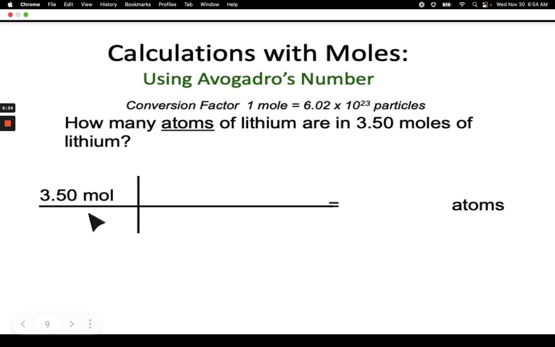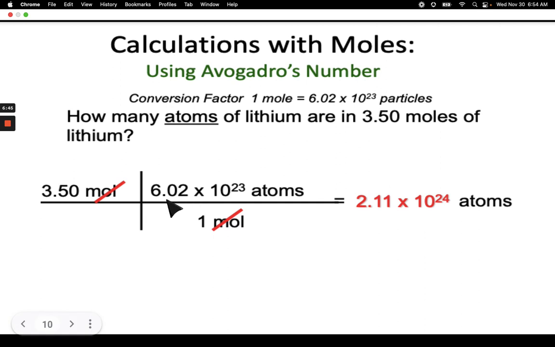So here's our given. We have 3.50 moles. That's how we abbreviate moles. And what we're going to is atoms. And here's our T-chart. We're now going to arrange the conversion factor so we can cancel diagonally and have whatever unit we want, which is atoms, on top. So you might pause the video, put it in, see if you can figure it out, but I'm going to show you the answer now.